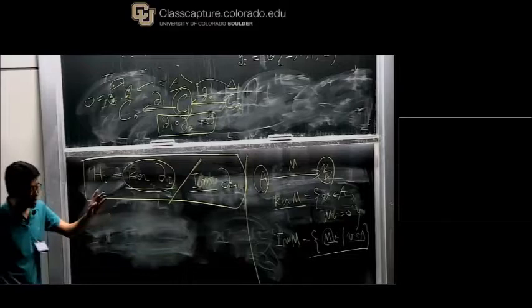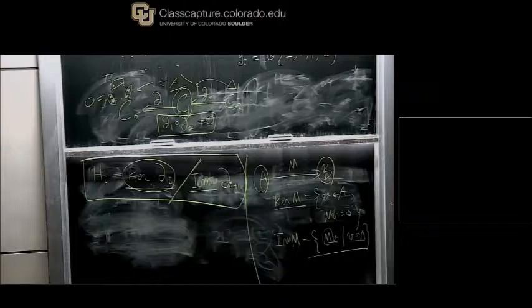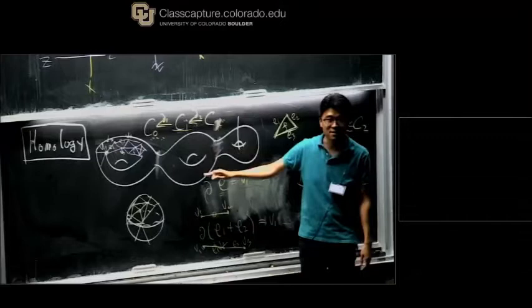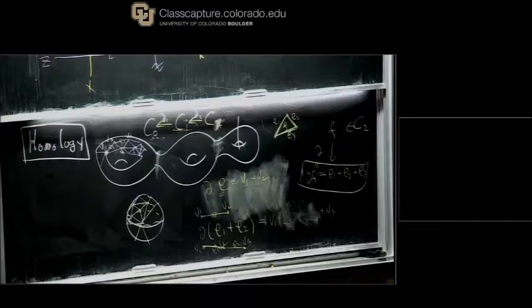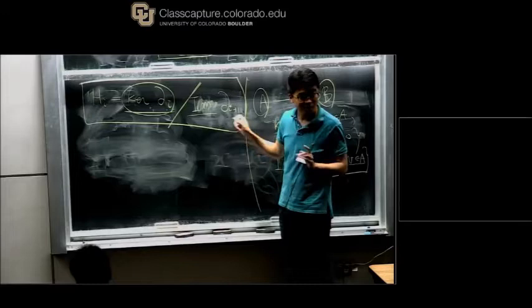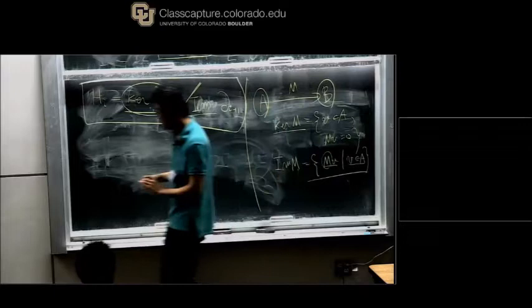Well, yeah, C0, C1, C2 were depending upon the triangulation, which was arbitrary. It was up to my choice. And the corresponding boundary maps, delta 1, delta 2, of course depend on my choice. But somehow magically, this combination is independent of my triangulation. That's what I'm going to claim. That's the most important part in homology.